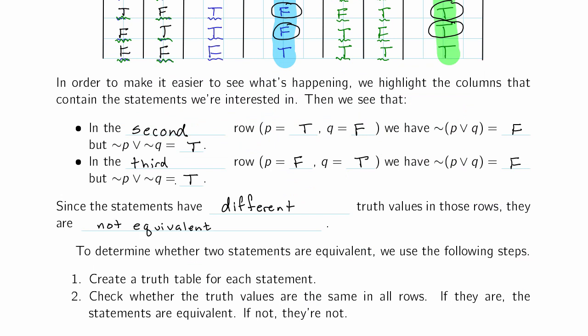So when we want to determine whether two statements are equivalent, these are the steps we use. First, we make a truth table for each statement. Then we check the truth values in all the rows. If the two have the same truth value in each row, they're equivalent. If they're different somewhere, they're not equivalent.